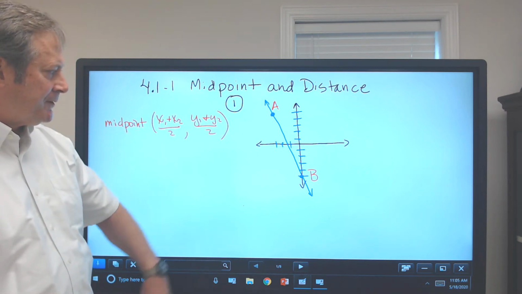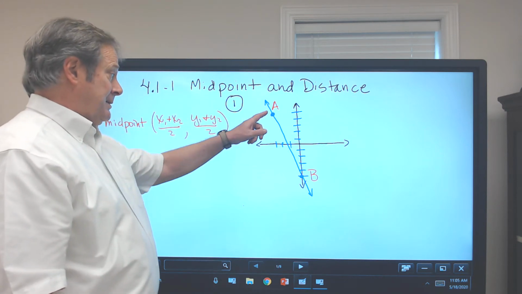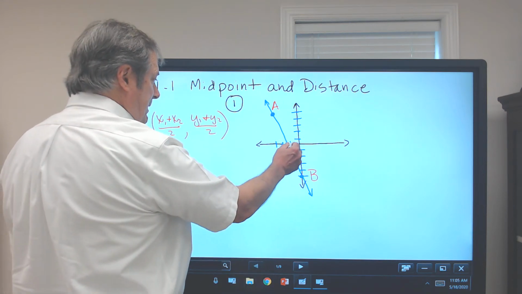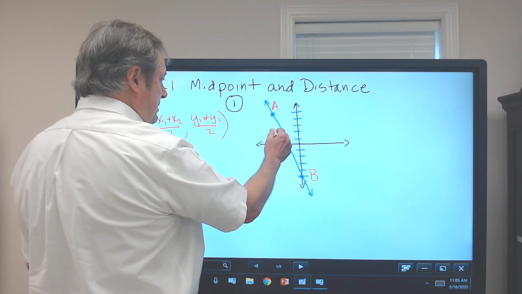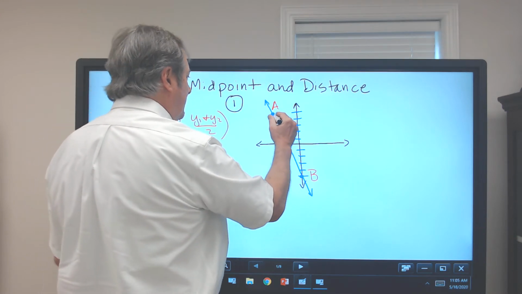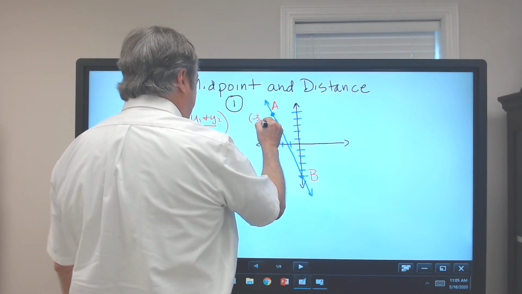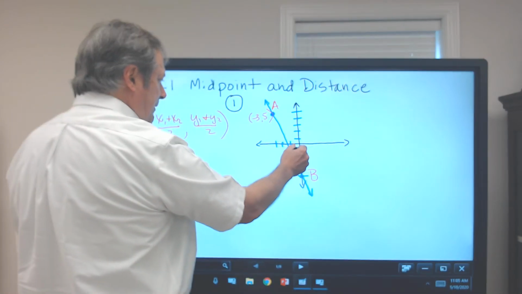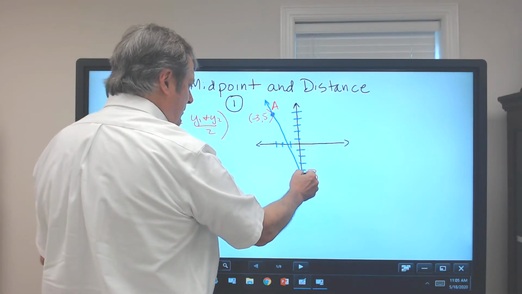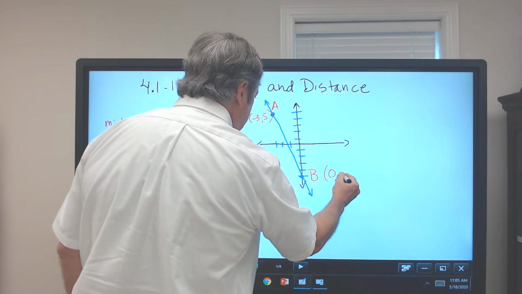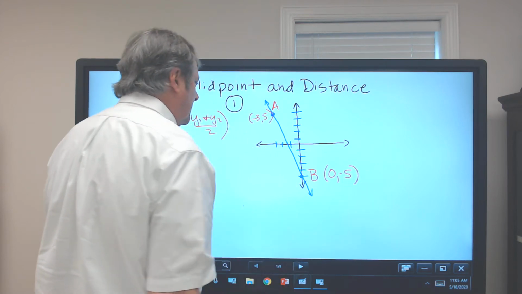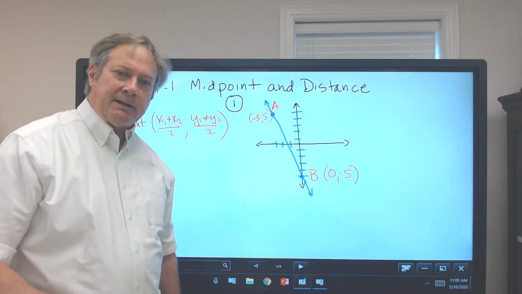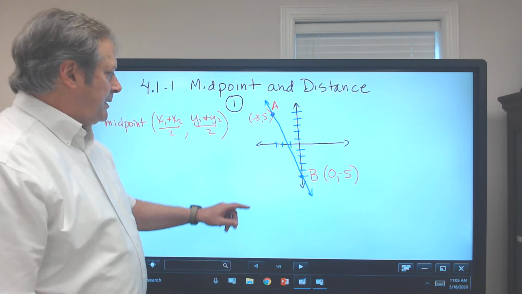Okay, so first you have to distinguish, well, what is the ordered pair that describes point A? Well, that's at -3, 1, 2, 3, 4, 5. All right, so that's -3, 5. And point B is at 0, -1, 2, 3, 4, 5. 0, -5.